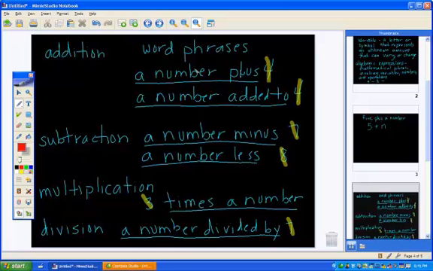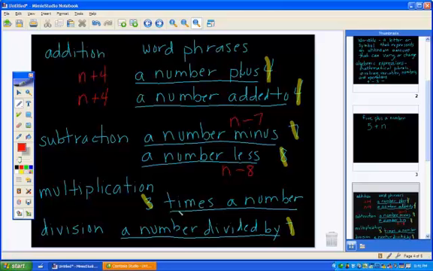A number plus 4, we don't know the number, so we'll put in, plus, we know 4. That's your algebraic expression. Another one, a number added to 4, we don't know the number, but we know it's added to 4, so it looks just like this one. Over here, a number minus 7, we don't know the number, but we know minus 7. And here, a number less 8, so there's the number less 8.